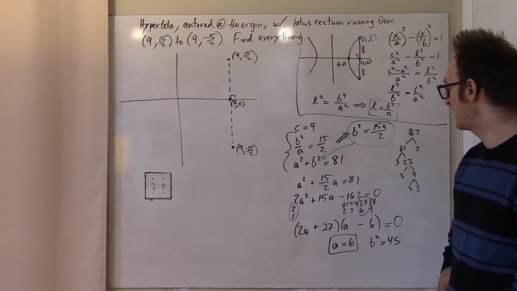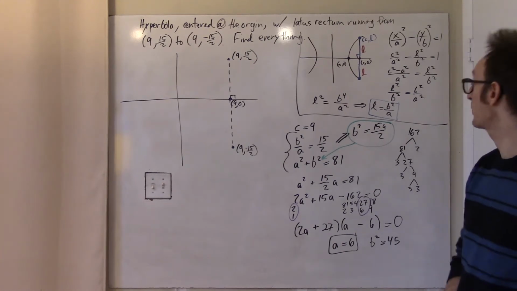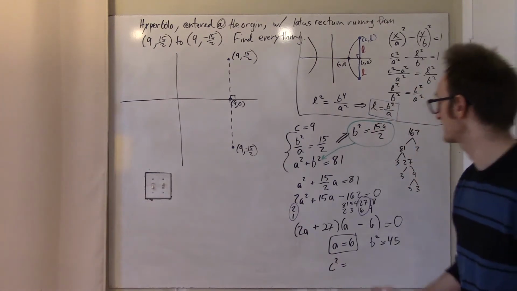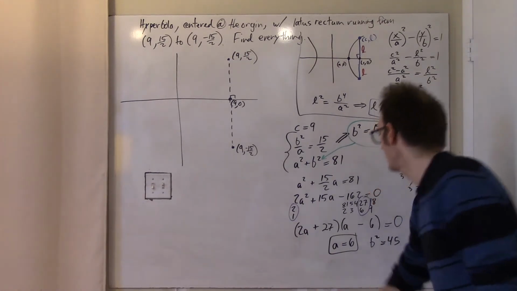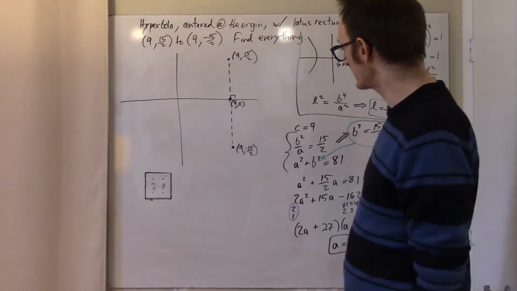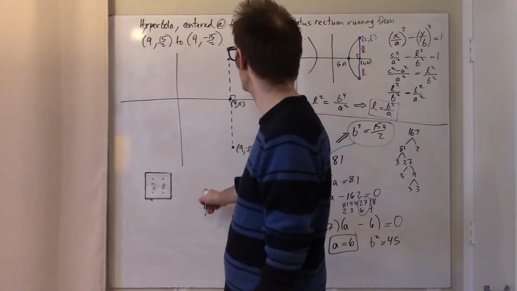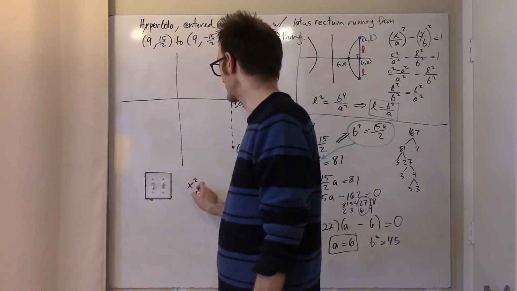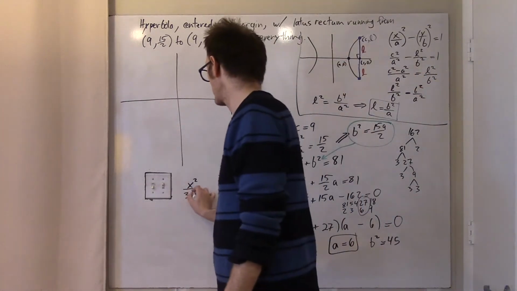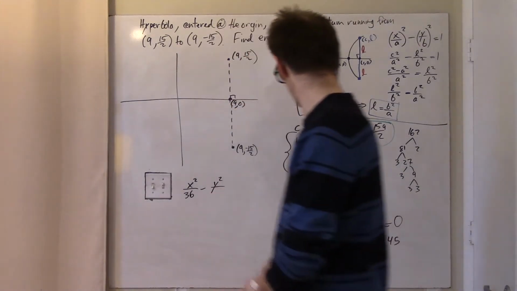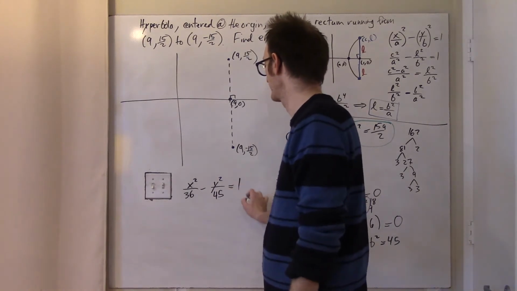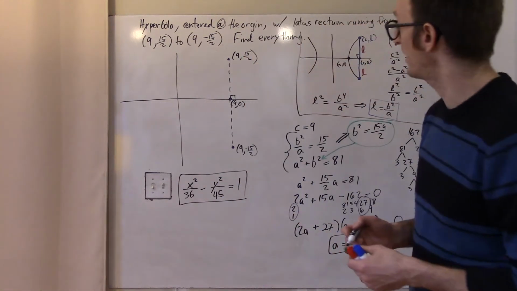Yep. And if A is 6 and B squared is 45, then what's C squared? Oh, I already know that C is 9, so I'm just checking that. That was not important. Once I have A and B, I am pretty much done, because what is the equation of this thing? It's going to be a horizontal hyperbola, so it's x squared over 36, since I'm being stretched out in the x direction by 6, minus y squared over 45, since I'm being stretched out in the y direction by root 45. And this equals 1. Alright, so that's the equation of the hyperbola.